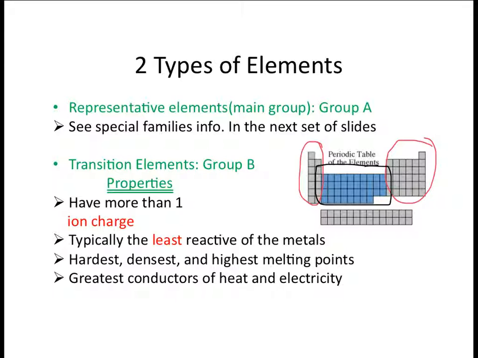Let's give them some specific properties. One that you should already know is that most of those elements have more than one charge. They are typically the least reactive of all the metals. We're going to find that the pattern is metal reactivity is going to decrease as we go across. They are the hardest, densest. They have the highest melting points, and that should make sense. It takes a lot of energy to get them to go from solid to liquid form because of their hardness and their density, and they are great conductors of heat and electricity.